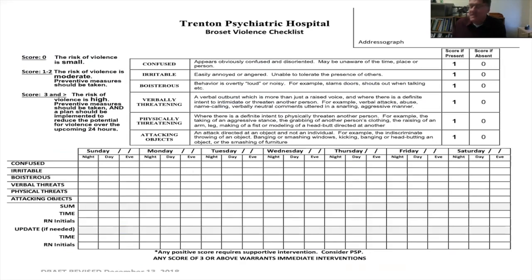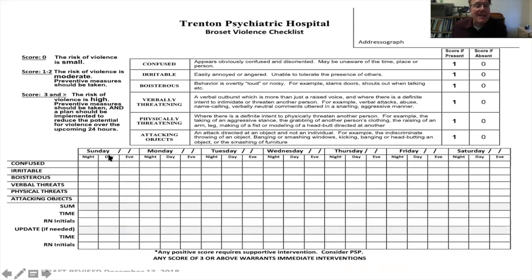So here is the form that Trenton Psychiatric Hospital is going to be using. And here you see up here behind my noggin an addressograph. And so each patient will have this form 1 per week, right? Sunday, Monday, Tuesday, Wednesday, Thursday. And on the form, you see up here a definition of the 6 items. And here is a description of the risk based on the score.